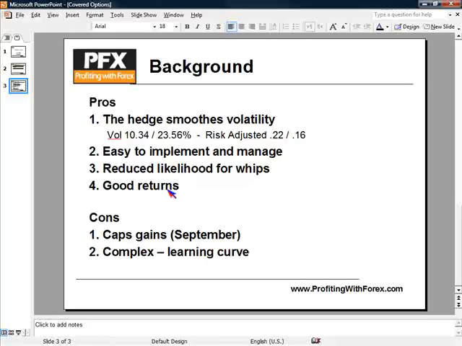Nothing more frustrating than being whipped out of a trade you were ultimately right about. And then finally, of course, does it offer good returns? Are the returns worth the amount of effort and risk that I'm taking? So the cons in this case, and I can say that this system that we're going to be walking through today has all these pros. The cons in this case, however, are that the gains are capped.